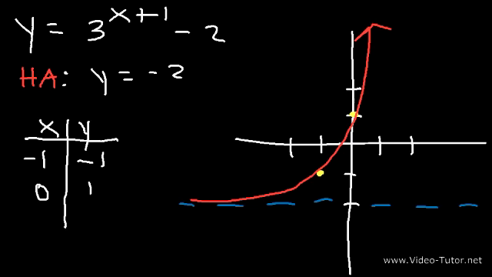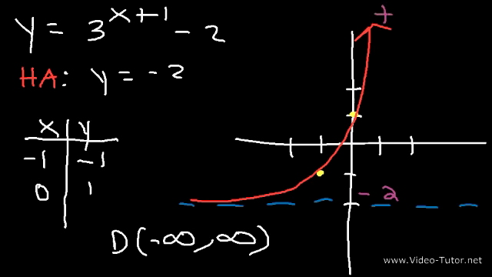So now what are the domain and range of the function? As we said before, the domain of the function is the same. It's all real numbers, negative infinity to infinity. Now for the range, the lowest y value begins at the horizontal asymptote, -2, and the function goes up towards positive infinity. So the range is -2 to infinity.